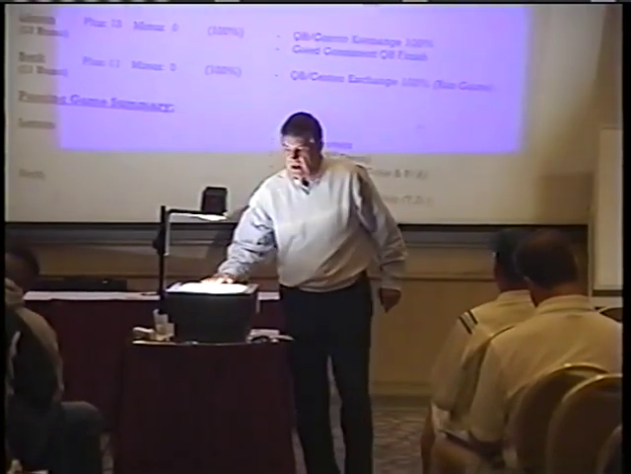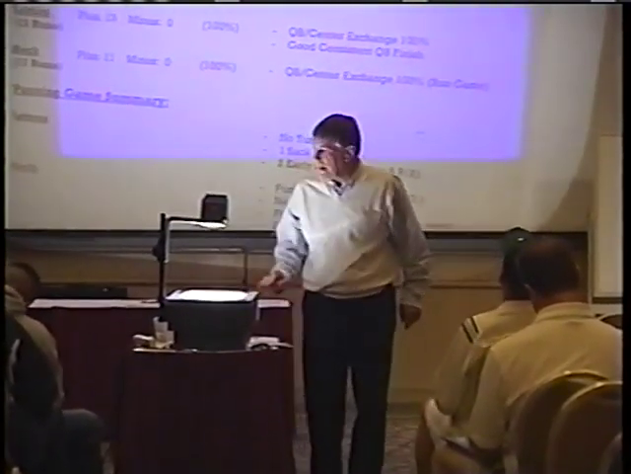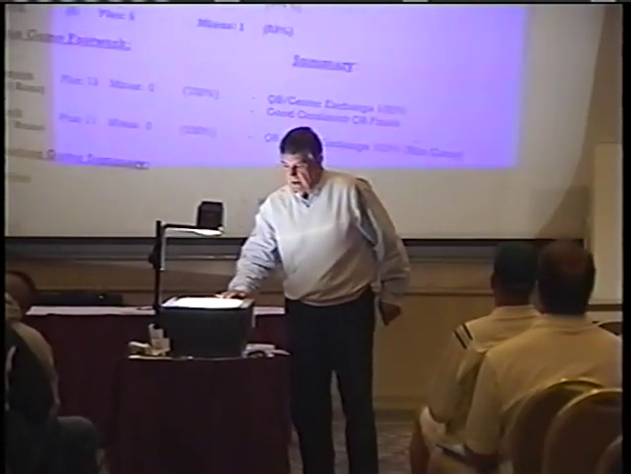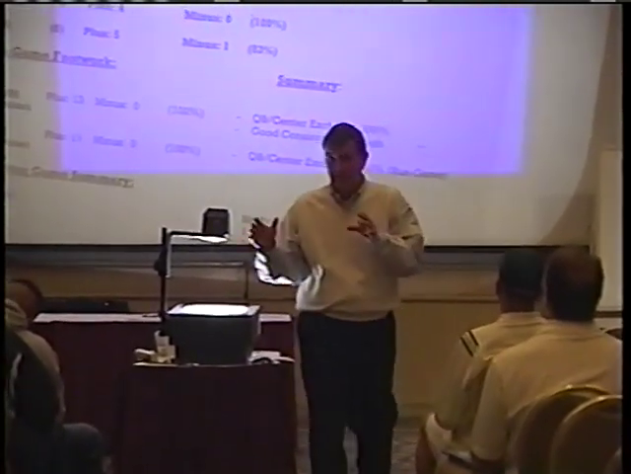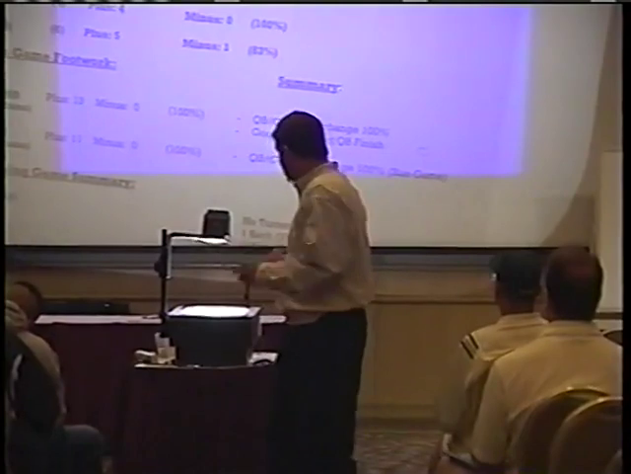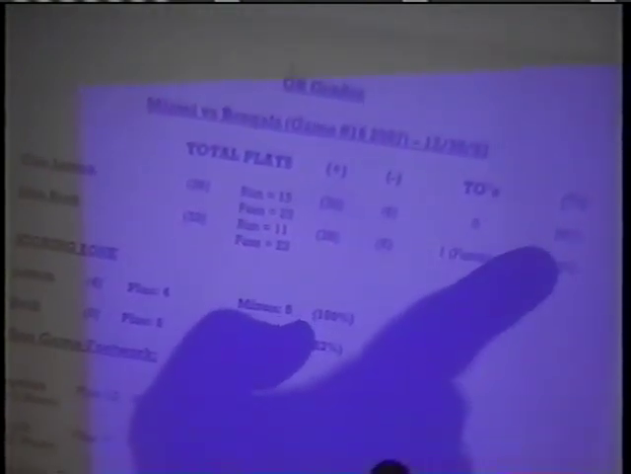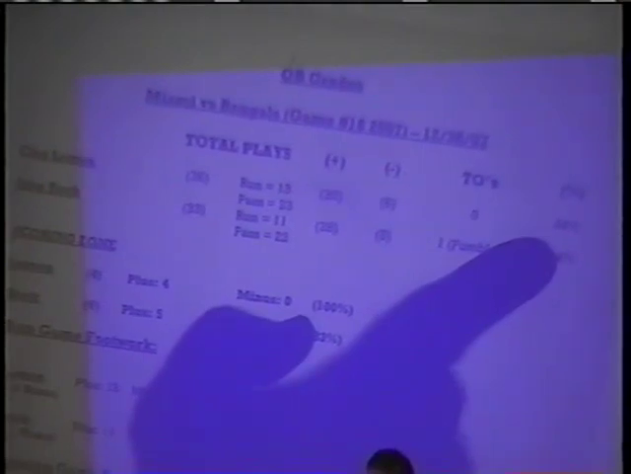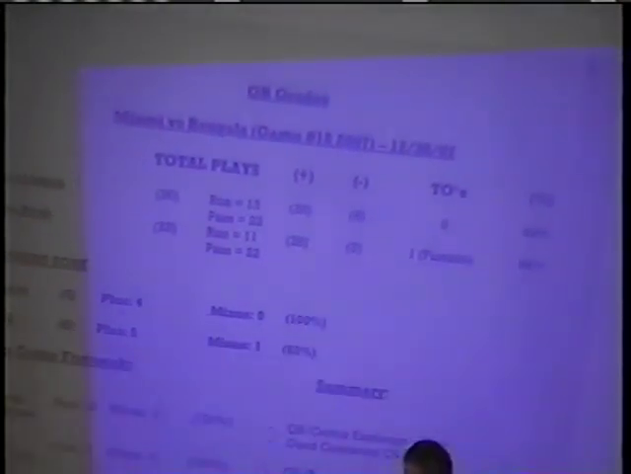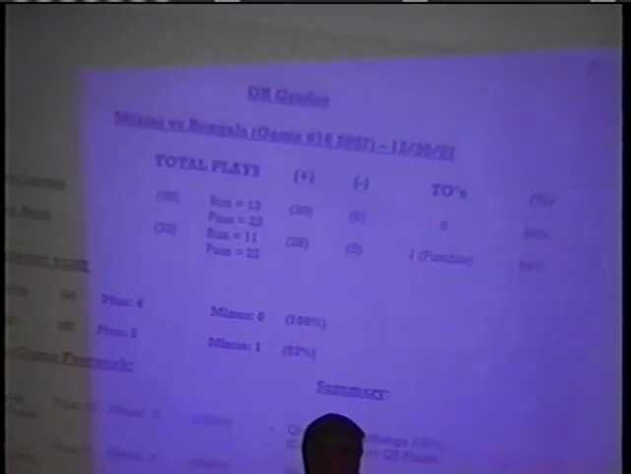Here is what a quarterback grade thing looks like. And I'll just show you something that probably puts a signature to my comment, and that is Cleo Lemon had 36 total plays in this game. He had 30 pluses, he had 6 minuses, no turnovers for an 84% grade. That's the highest grade any quarterback got throughout the season at the Dolphins this year, 84%. And this game was played against the Bengals, and we did not win this game.